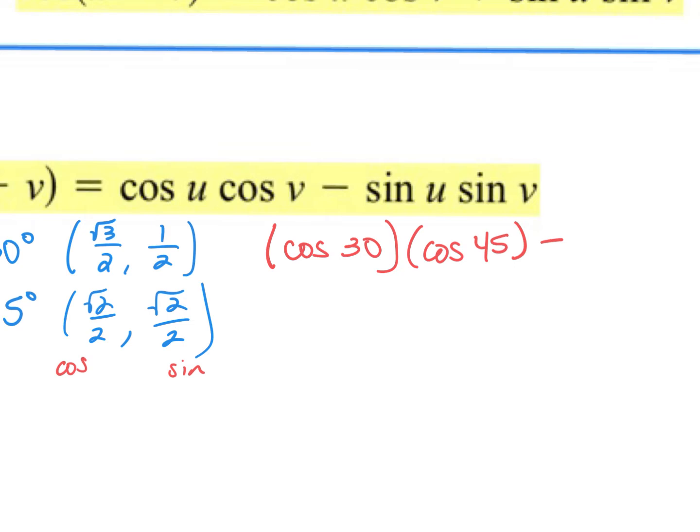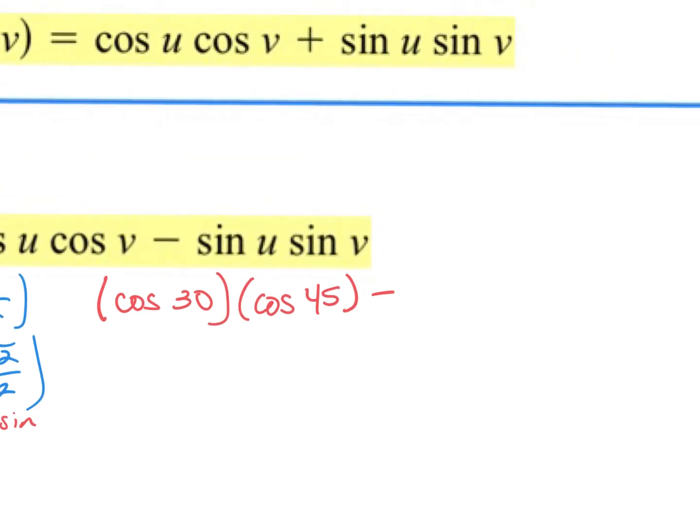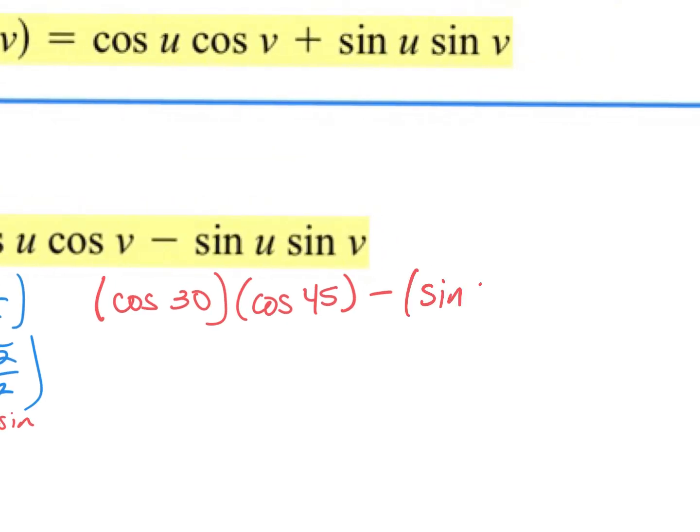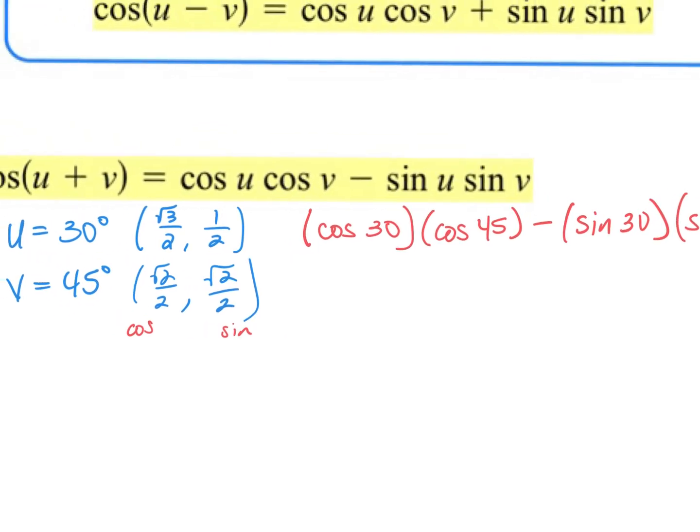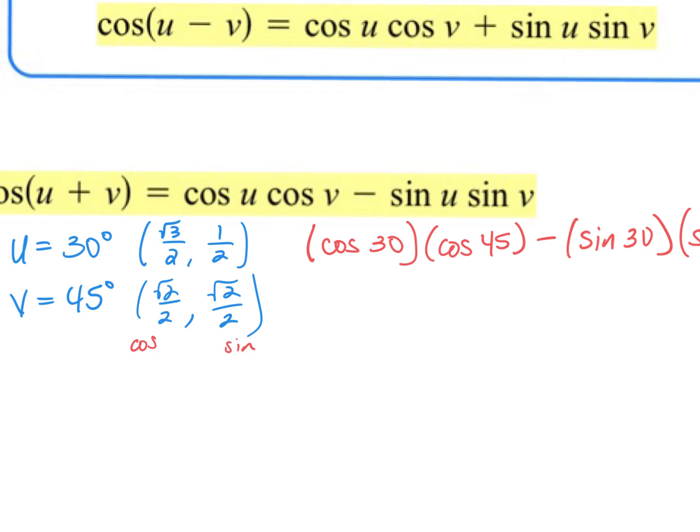Minus the sine of what? What's my u? Sine 30 times the sine of 45. Again, this step is not necessary, but might be helpful for some of us to actually see. So now when we fill in, ladies and gents, all you're doing is filling in the x and the y values of the ordered pair. What is the cosine of 30? What is the x value of 30 degrees? Root 3 over 2. So square root of 3 over 2.